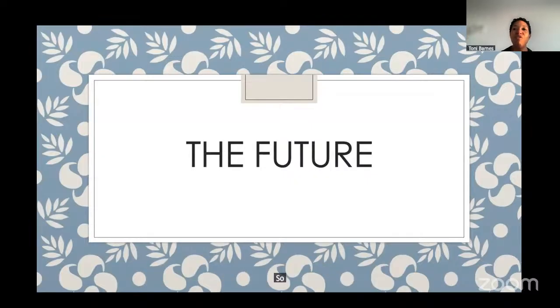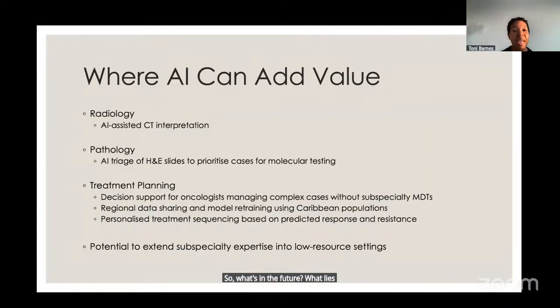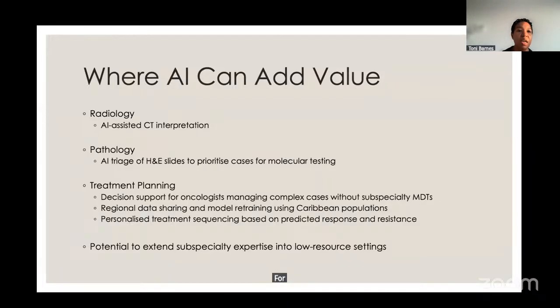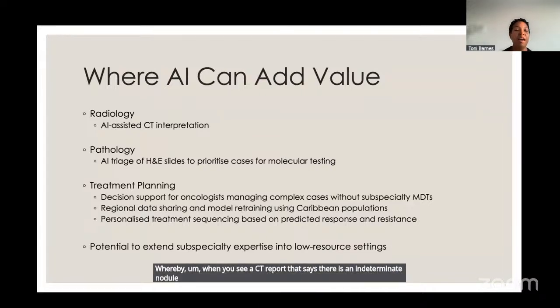So what's in the future? What lies ahead for us? I think that AI can potentially add value. For example, in the radiology sphere, you have AI-assisted CT interpretation, whereby when you see a CT report that says there is an indeterminate nodule of 3 millimeters, I have received many a CT report of that nature. If AI can assist in the delineation of those nodules, I think that would be very helpful.